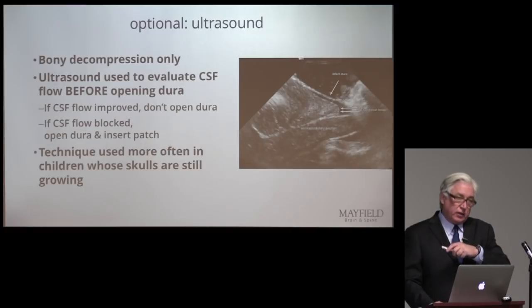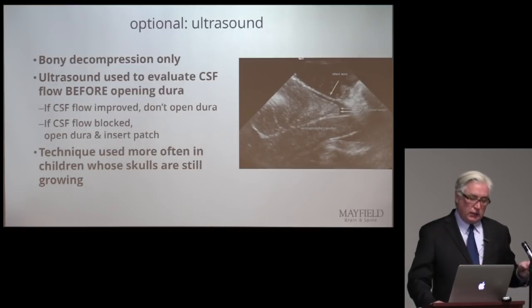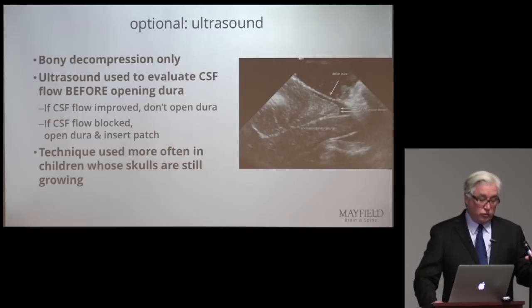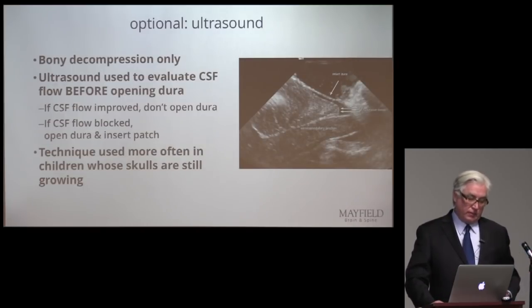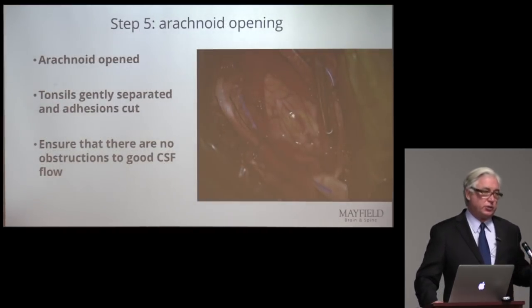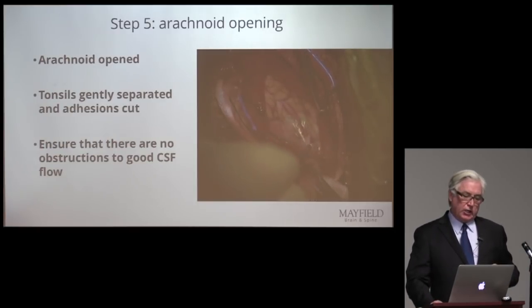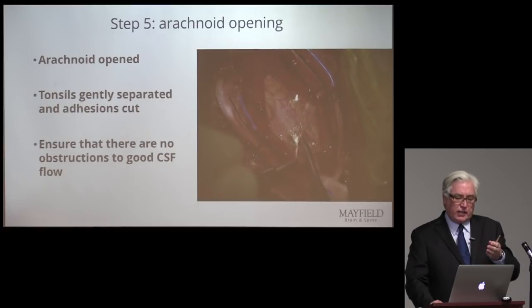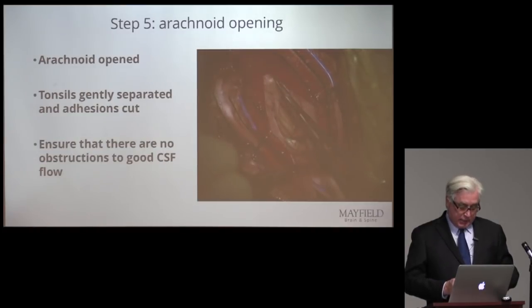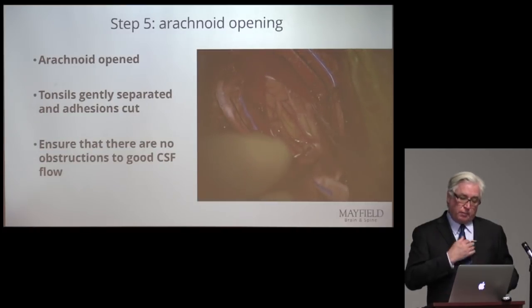But ultrasound is very helpful in showing that you've improved the CSF flow. This is commonly used in children for pediatric surgery. Now you can see here, opening the arachnoid, that thin membrane that looks like cellophane. It's another thin membrane, and it can be restrictive. It can restrict the brain. Some people open that, some people don't think it needs to be open.